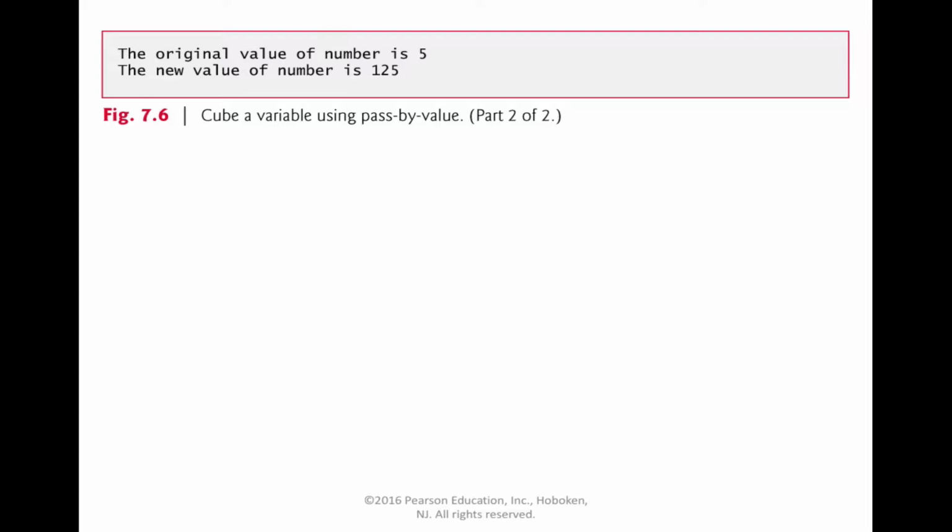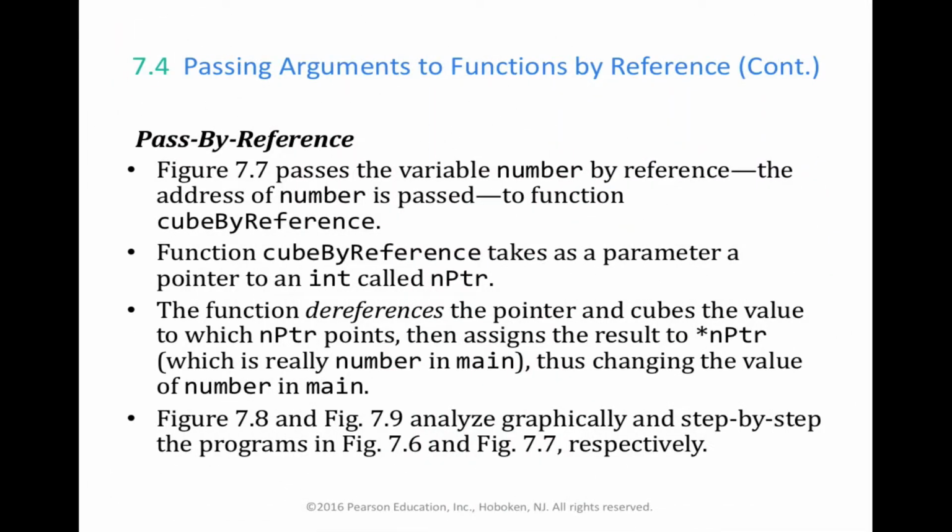However, it's often good with these demo programs to use something small and easy to understand to demonstrate the differences. So in the next program, we're going to look at how to pass this by reference. We're going to take a pointer called nPointer in our cubeByReference function. The function is going to dereference the pointer and cube the value, and then assign the result back through the pointer, thus changing the number in main. And then we're going to look at how this happens sort of visually once we look at the program.